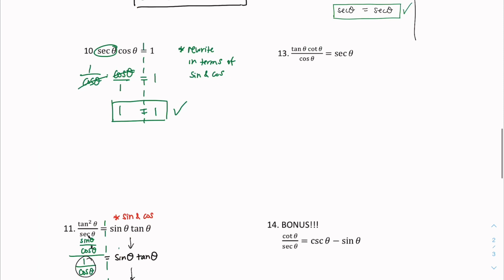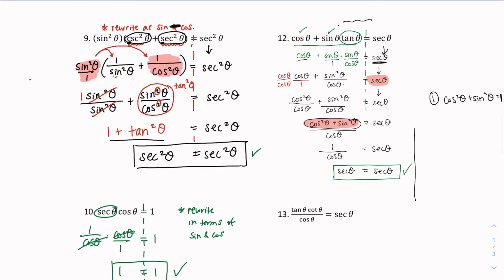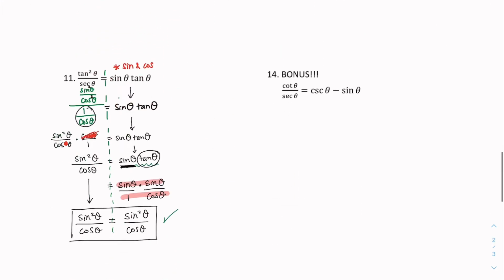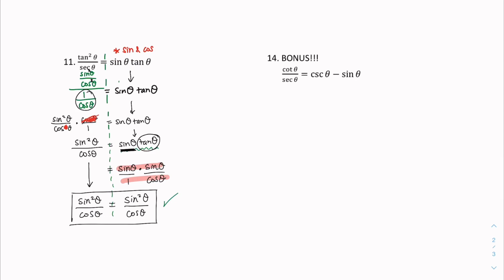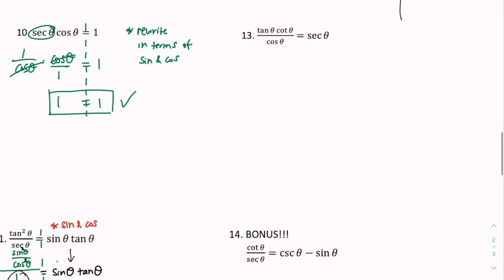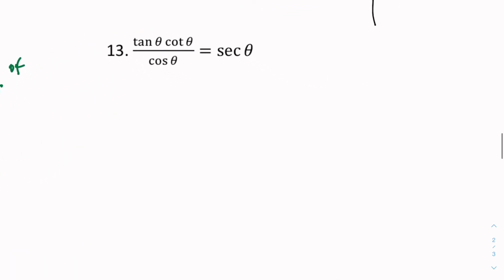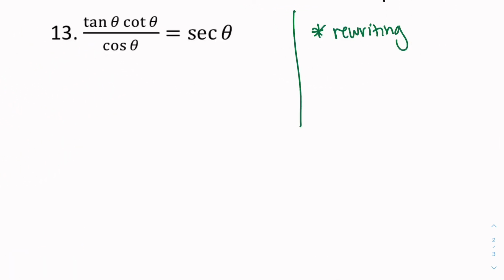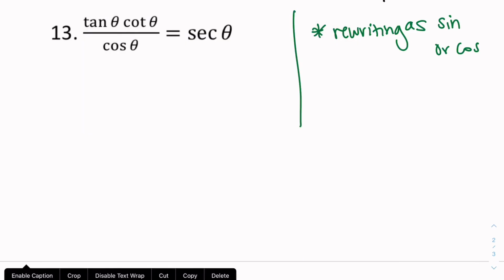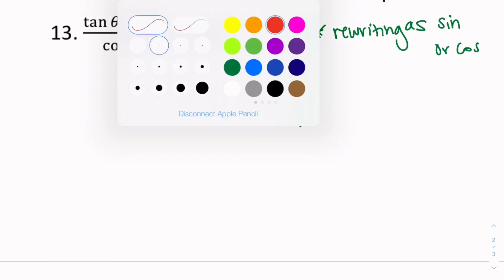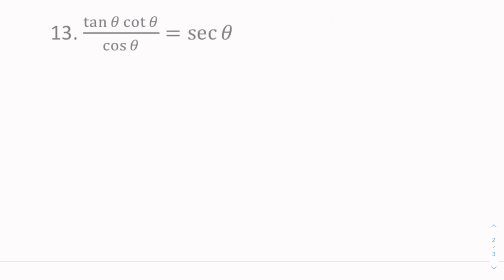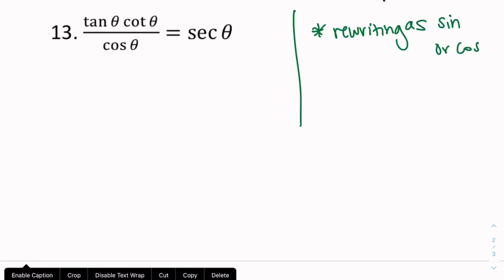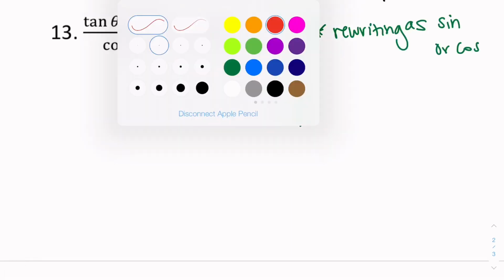Okay, we still have one more problem to do. I want you to do it on your own. And then we'll have this bonus problem for those of you who are like, this is pretty cool. I want to try a harder one. So try 13 right now on your own. So I see 1, 2, 3, 4 trig expressions. We have tan, cotan, cosine, and secant. How many of these 4 do we need to rewrite?